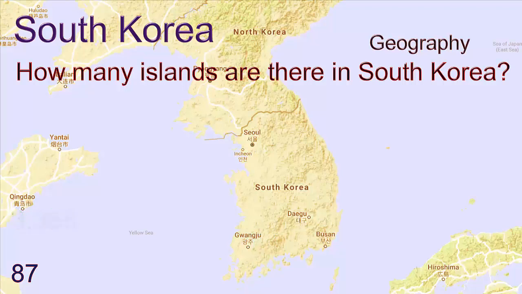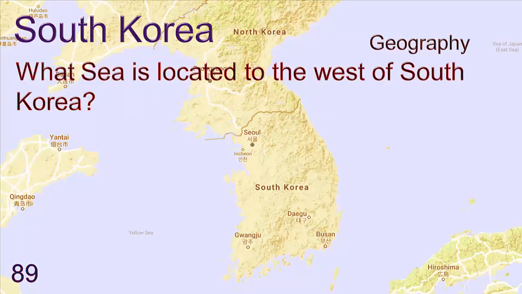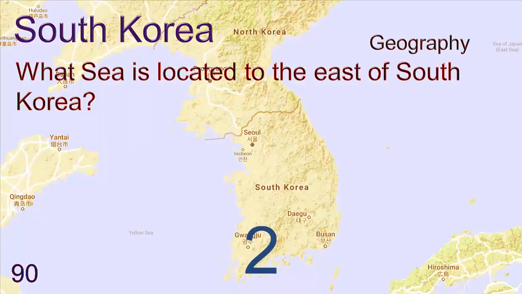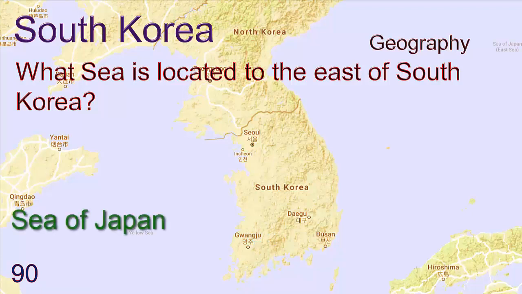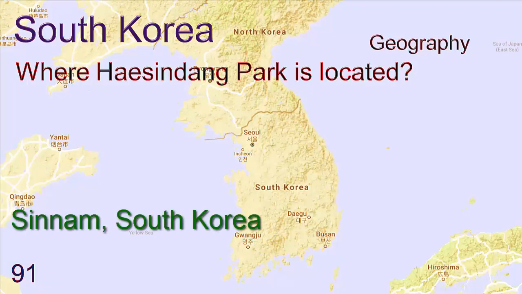How many islands are there in South Korea? 3,358. How many provinces are there in South Korea? 9. What sea is located to the west of South Korea? Yellow Sea. What sea is located to the east? Sea of Japan. Where is Haesindang Park located? Answer is Sinnam, South Korea.